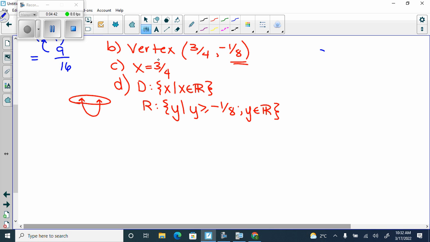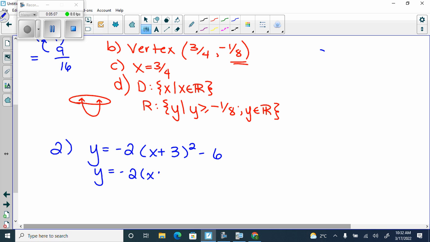Okay, 2. y equals negative 2 times (x plus 3) squared minus 6. All right? I want it in standard form. What's my first step? Rihanna. Expand it. Write those two brackets out twice. We're going to get y equals negative 2 times (x plus 3)(x plus 3) minus 6.